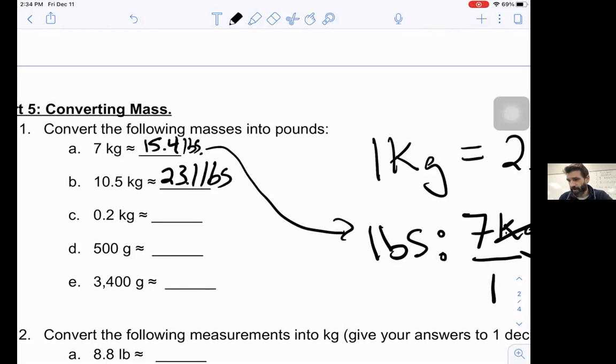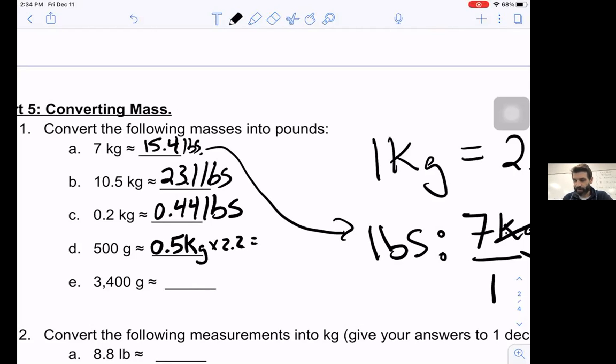Some teachers like to make sure you have units on there. 0.2 kilograms is 200 grams, times 2.2. That's 0.44 pounds. 500 times 2.2. Oh, this is 1,000. Oh, that's grams. I've got to be careful here. I almost got that wrong. So 500 grams is equal to 0.5 kilograms times 2.2.